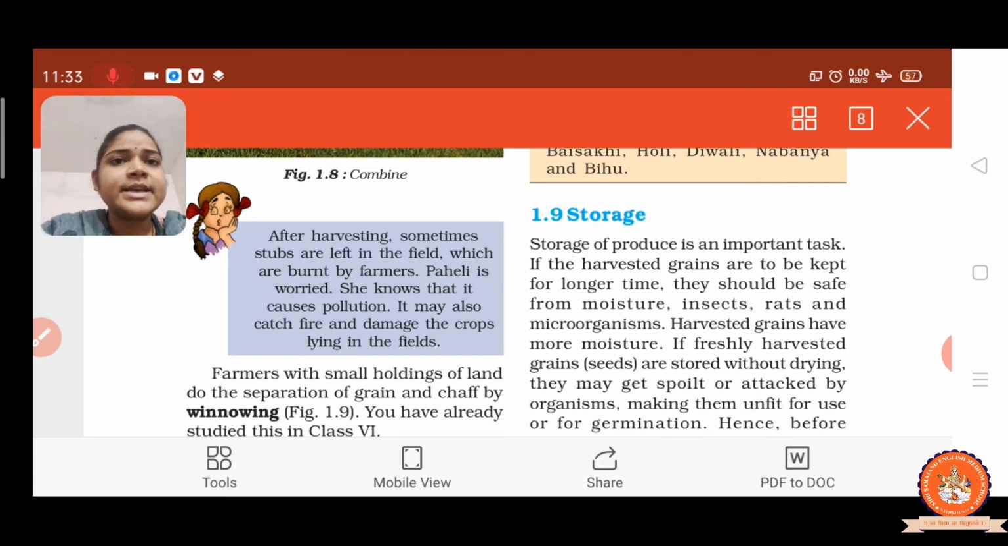It means after harvesting, the grains have a large amount of moisture. So if fresh grains are stored in the godown or anywhere, they become spoiled and microorganisms also affect them, making them unfit for germination. Therefore, before storing grains, they are properly dried to remove moisture. That's why before storing there is drying, right?